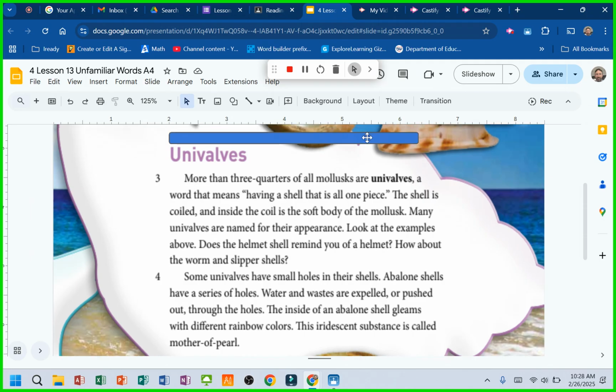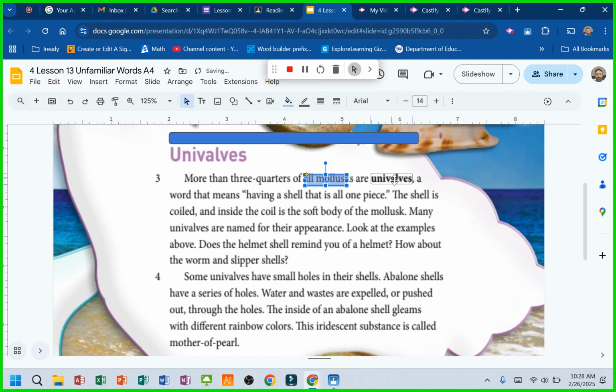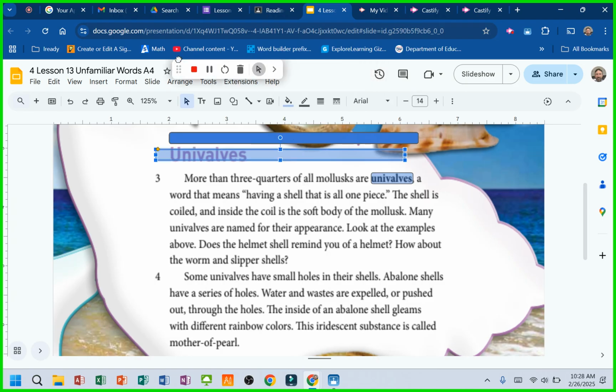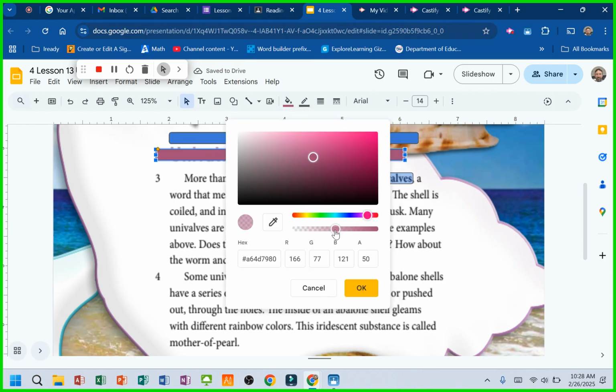So, here we go. You ready for this? Here's my word. I'm going to highlight it in blue, right? That's just what I'm going to do. I'm going to highlight that bad boy in blue. All right? Now, do we have a meaning for univalves? Did they come up with one? Sure they did. They sure did. So I'm going to give this a different color. All right? Customize it. Show you how to do it real quick.